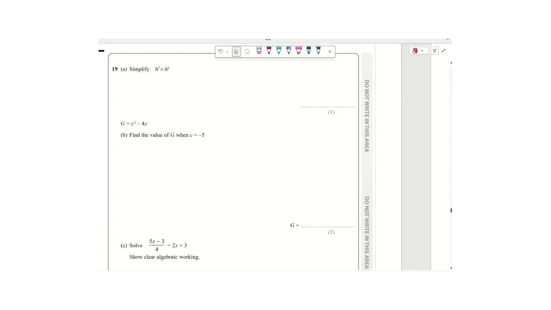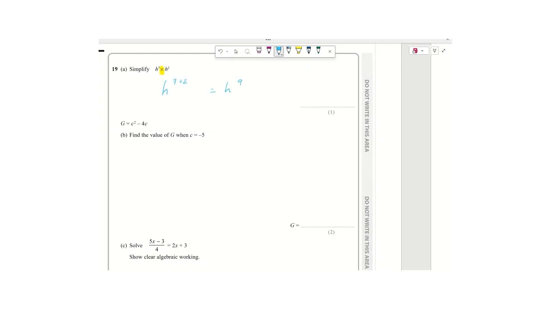So question 19, simplify h to the power 7 times h squared. So with our indices, when we are multiplying, like we are here, then we are adding our powers together. So it's going to be h to the power of 7 plus 2. So that will be h to the power of 9.